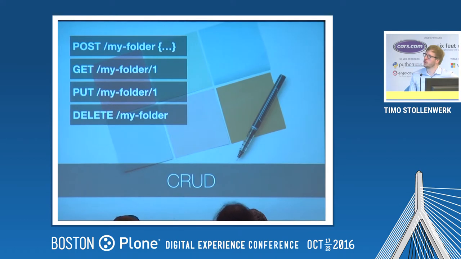So if you want to create a new document, you do a POST request on a folder with the information about the title and stuff like that. If you want to access that object that you just created, you do a GET request on that URL. If you want to update it, you do a PUT request or a PATCH request. And if you want to delete it, you do an HTTP DELETE request. So that's basically the CRUD operations.